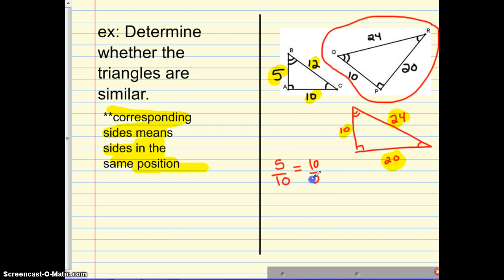There are a couple of ways to check this. I know this one's really easy to see because 5 over 10 simplifies to a half and 10 over 20 simplifies to a half. So that would be one way to check it. However, sometimes they're not always going to be that easy. So remember your cross products. You'll want to multiply this way and this way to make sure that things check out. 5 times 20 is 100, and 10 times 10 is also 100. So since these sides are proportional, yes, these are similar.